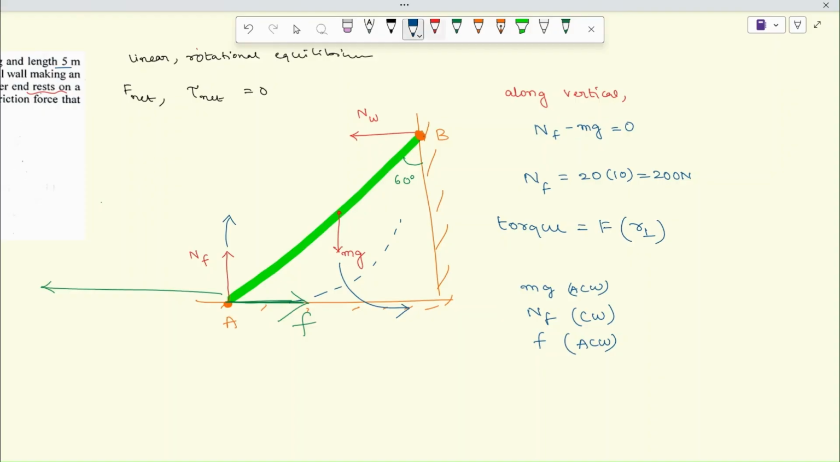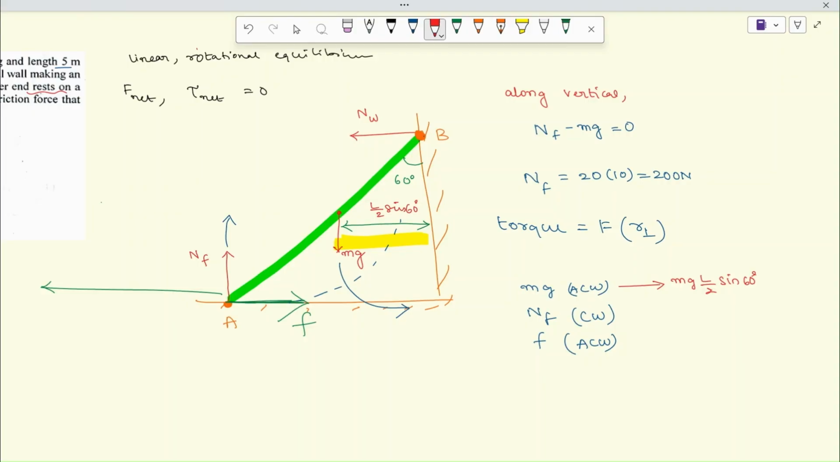What are the perpendicular distances? Let us find out. Mg and the wall, observe this distance. You can see the length of the rod, this part, if you take, that will be L by 2. Perpendicular distance of mg from the wall, that is this distance. How much is that? From the triangle you can see that is L by 2 sine 60. So I'm writing it as L by 2 sine 60. Okay, so torque caused by mg will be mg into L by 2 sine 60 anti-clockwise.